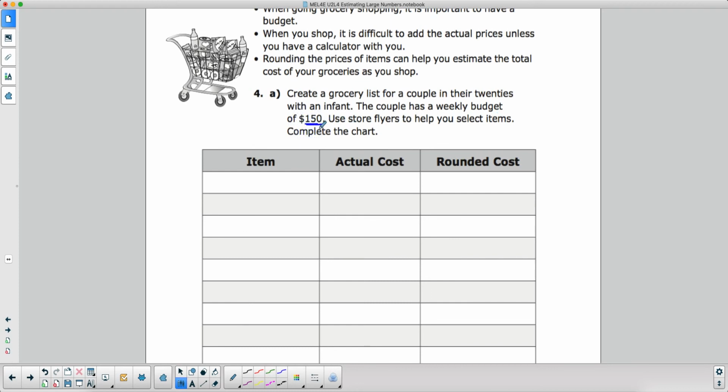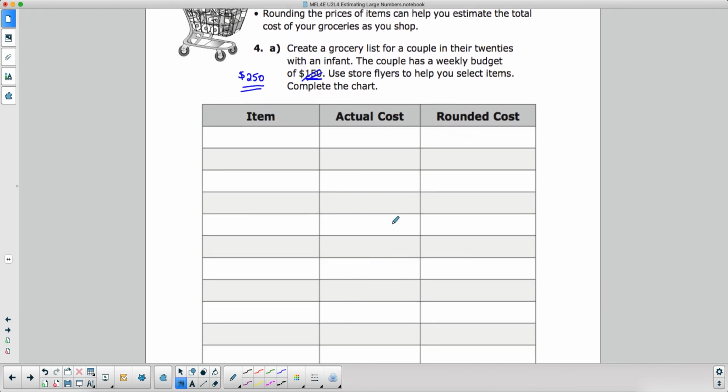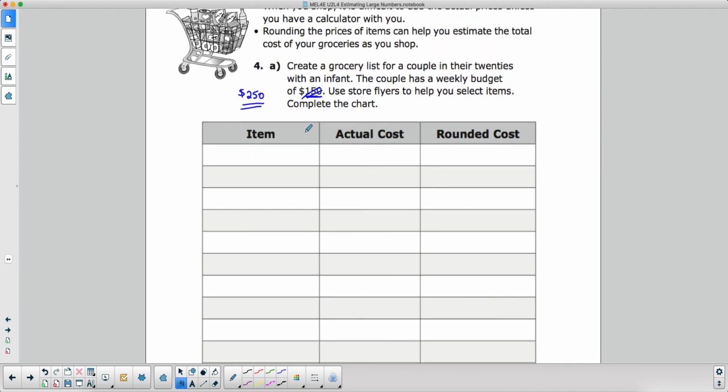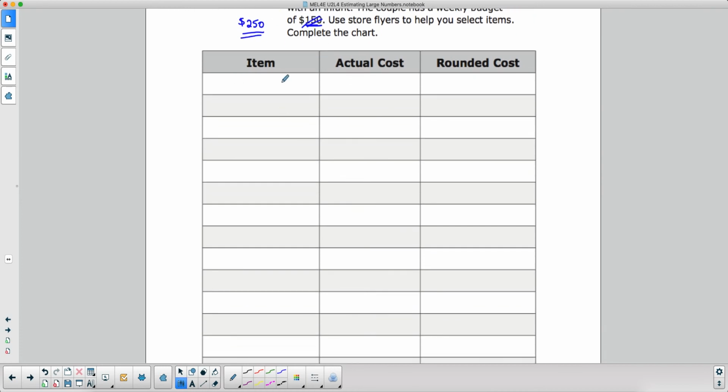So take a look at store flyers and see if you can come up with, and you know what? I'm going to change that. The price of food right now is a whole lot more. With a budget of $150, they're really going to go hungry. So I'm going to say they have a weekly budget of $250. And you can try and find a grocery list for $250. And take a look online. You can use your cell phones. Look for flyers. Go to the grocery store. Go to Zehrs or Walmart. They have lots of stuff that are listed that you can find prices for. And I want you to come up with the item, get the actual cost and the rounded cost.